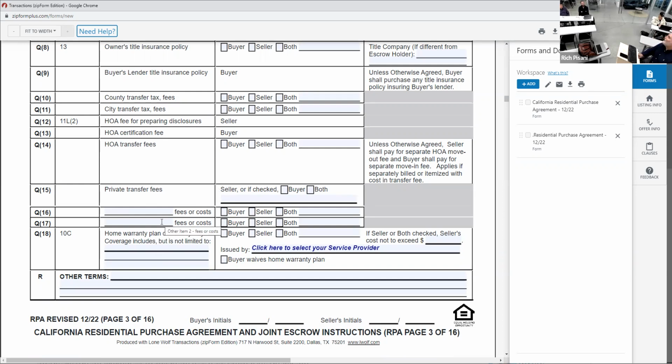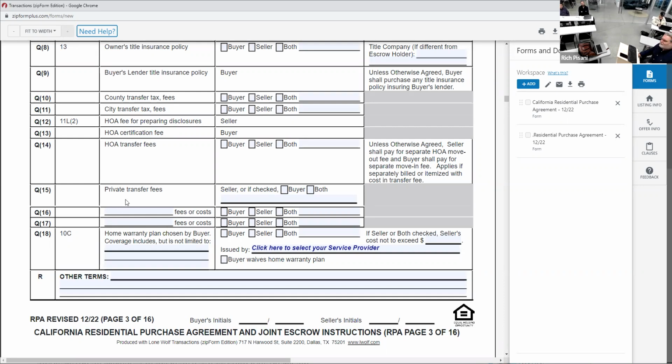A private transfer fee. It usually happens in new developments where they built the infrastructure, and so they put a fee on anybody moving in to help pay for that. Like an upgrade. Yeah, exactly. So then you can put in extra fees here.